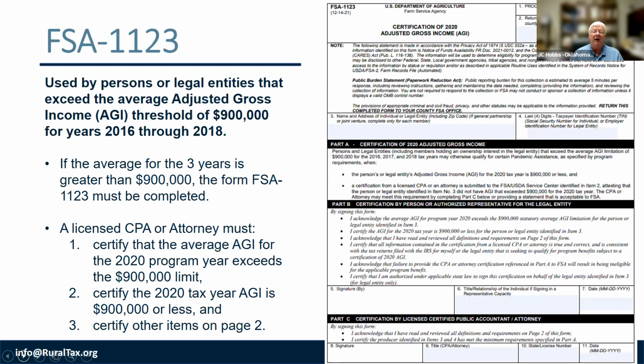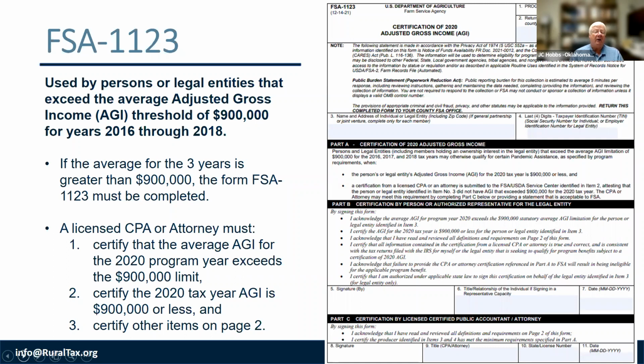So if the average for the 3 years is greater than 900,000, then you've got to file the form FSA 1123. You'll notice here in the discussion certification rules, a licensed CPA or attorney must certify that the average adjusted gross income for 2020 program year exceeds the limit, the 900,000 threshold. Certify that the 2020 tax year adjusted gross income is 900,000 or less, and certify other items that are considered there on page 2 as well.